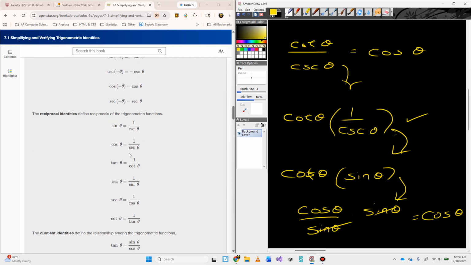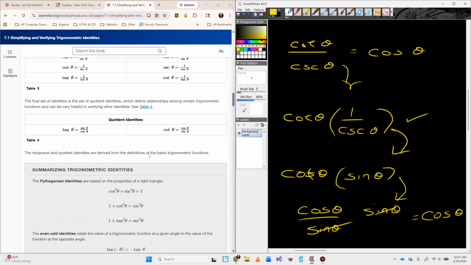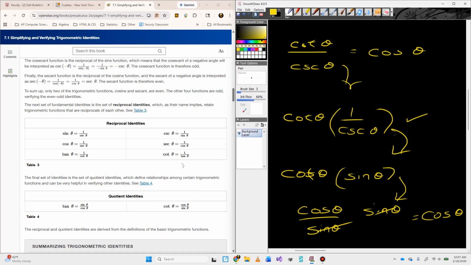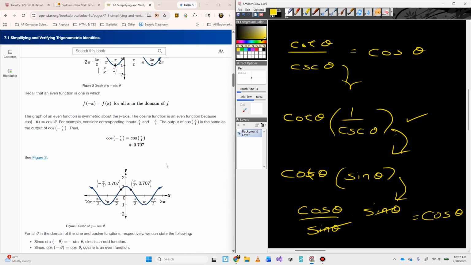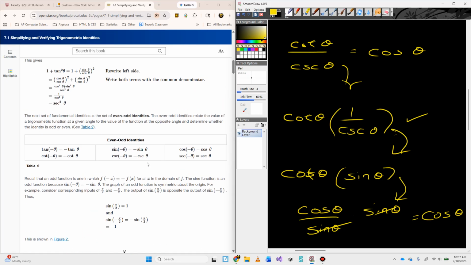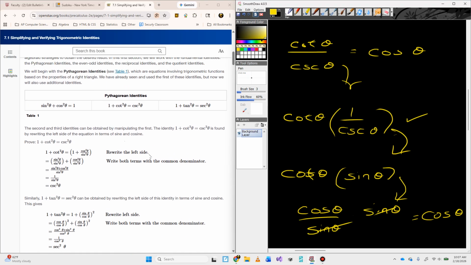I can rewrite sine theta as 1 over cosecant theta. I can use any of these identities, any of these quotient identities, any of these reciprocal identities, any of these even-odd identities or these Pythagorean identities. I can use any of them, whatever it takes.